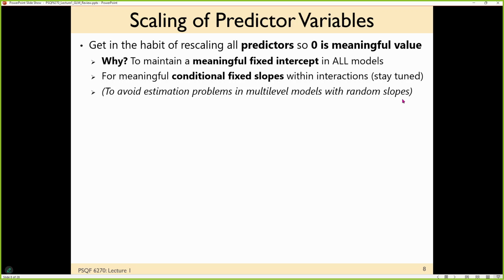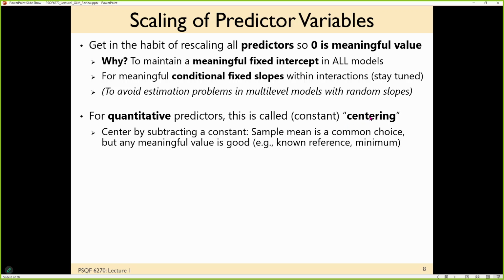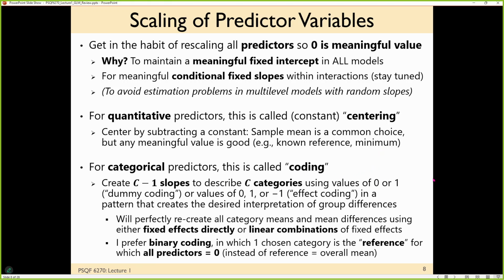So that can happen. It's called centering if we're talking about numbers. We're talking about subtracting or adding a constant. Sample mean is a very common choice, but you could pick any value that's meaningful. I pick a reference one if there's a standard. The minimum value is nice because then you can talk about as x goes up. That makes sense intuitively.